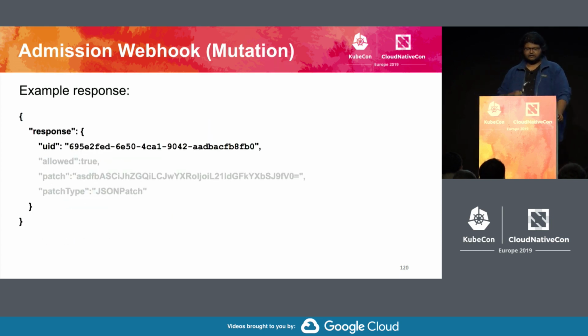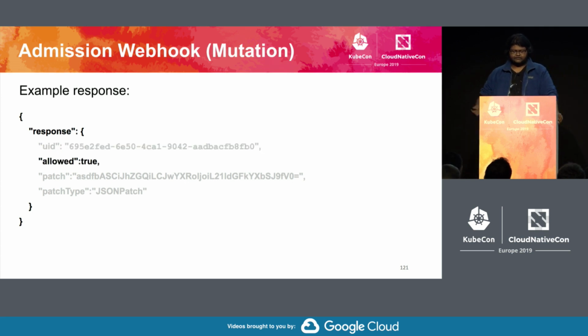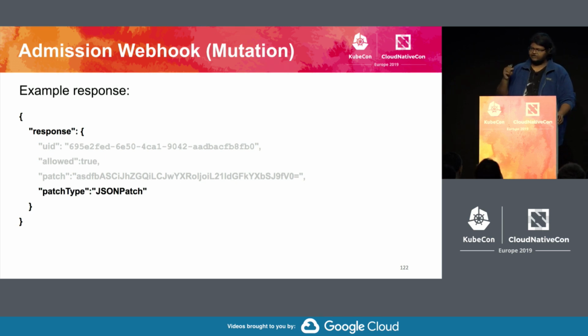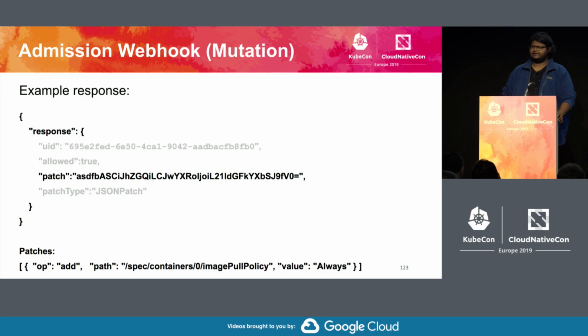The example response will look like this. It will have a UID field, which you will have to populate from the request so that you can cross-reference them during the auditing. And then you have to pass the allowed field as true, and you have to pass the patch type that you want to make. Here I'm passing JSON patch, and currently, as of now, the mutation webhook only supports JSON patches. And then you send a byte array of all your patches, and the patches look like this here underneath.